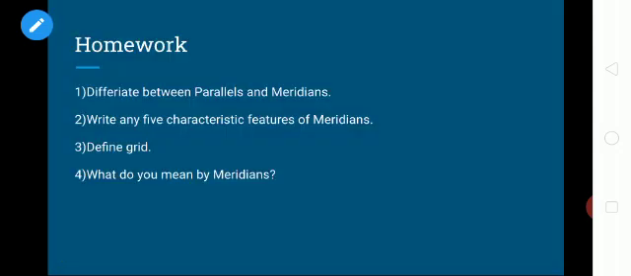Note down your homework. Differentiate between parallels and meridians. It is on page number 7. Read it and write in your homework note. Write any 5 characteristic features of meridians and define grid. What is meant by grid? What do you mean by meridians? These are the homework for you.